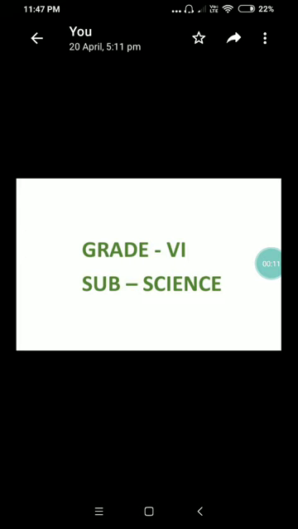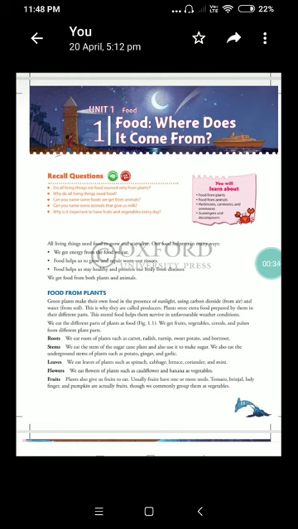Now let's start with our first chapter. Before starting this chapter, let me ask you one question. Children, we all eat food, right? To get energy. But do you know from where we get food? Yes, we get food from plants and animals. So today we will learn our first chapter, food. Where does it come from?